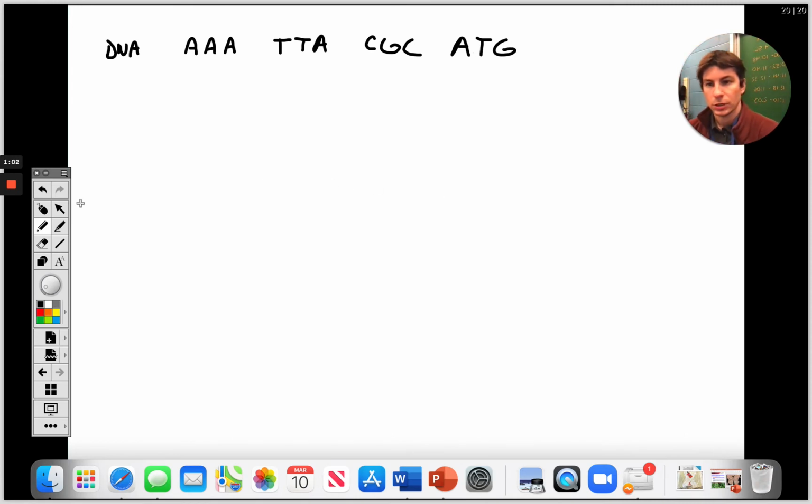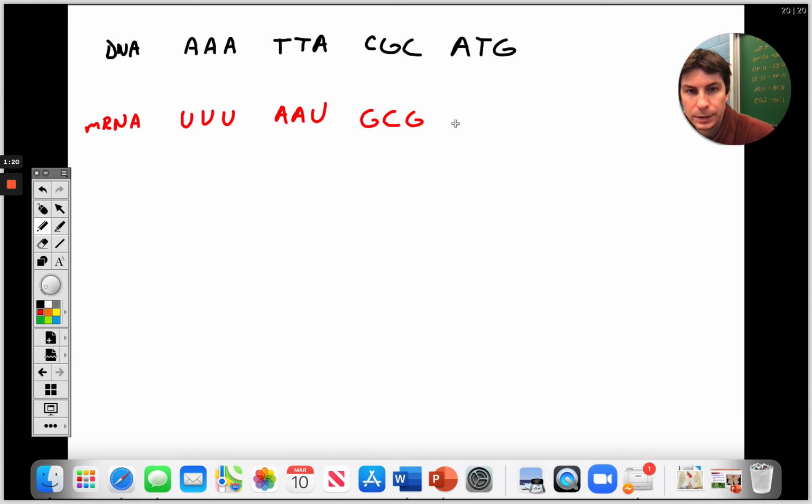Okay? Now, if we wanted to take that and make it into mRNA, we could. A would go to U, A, U, G, C, G. A goes to U, T goes to A, and G goes to C. Hopefully that's pretty easy for you.